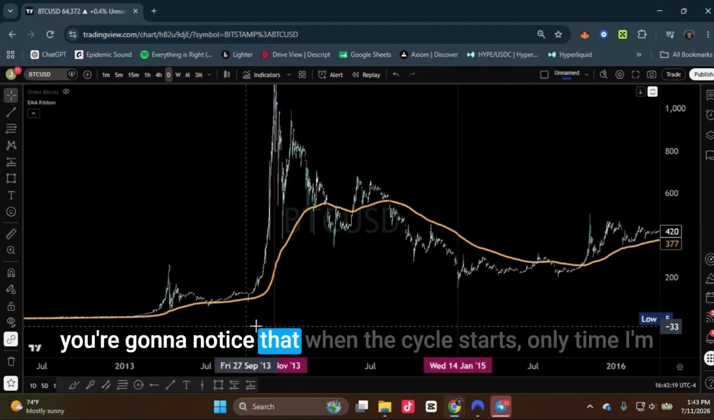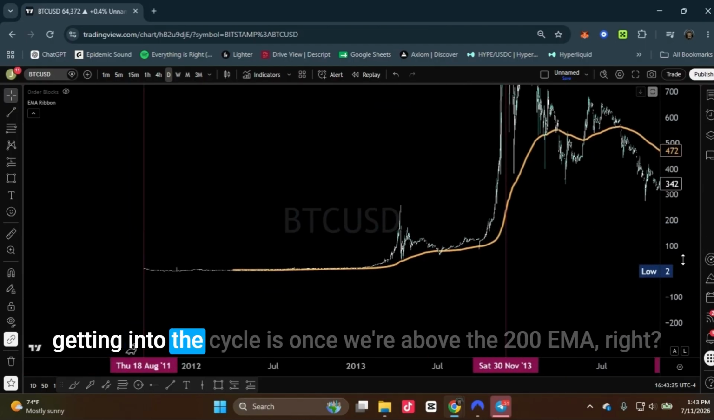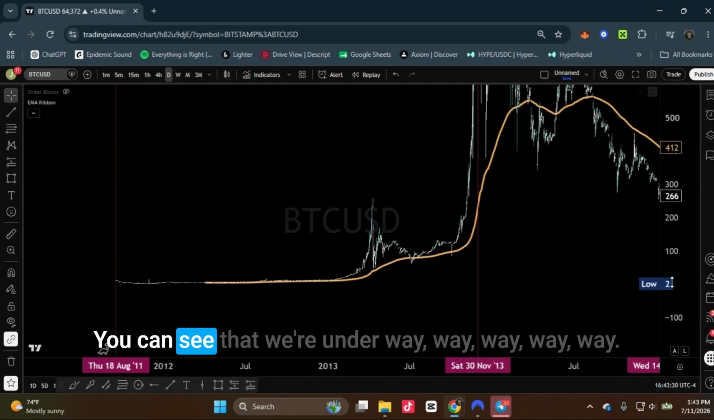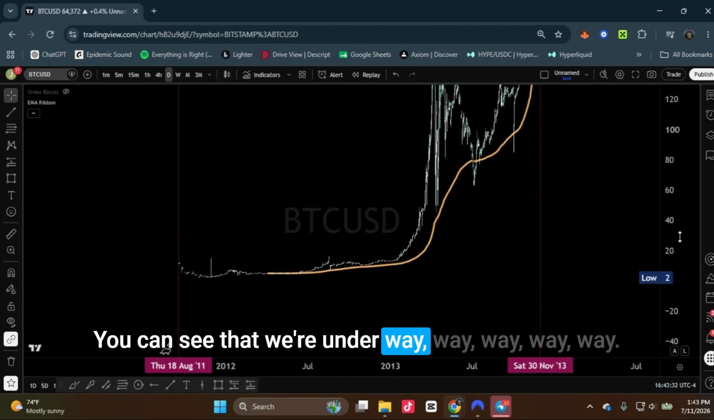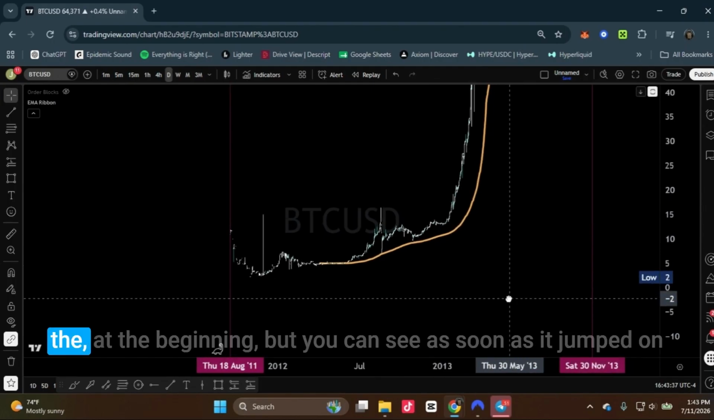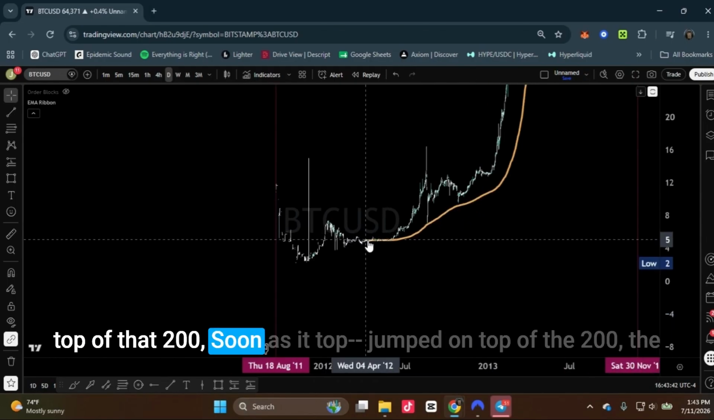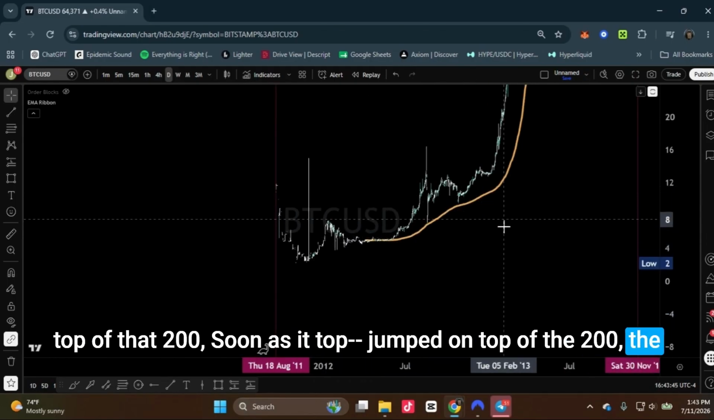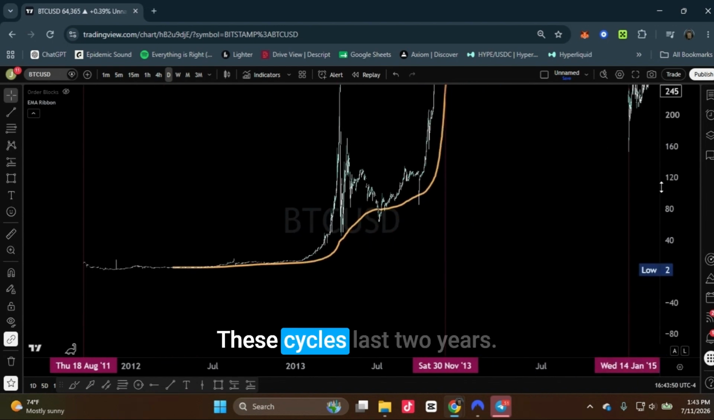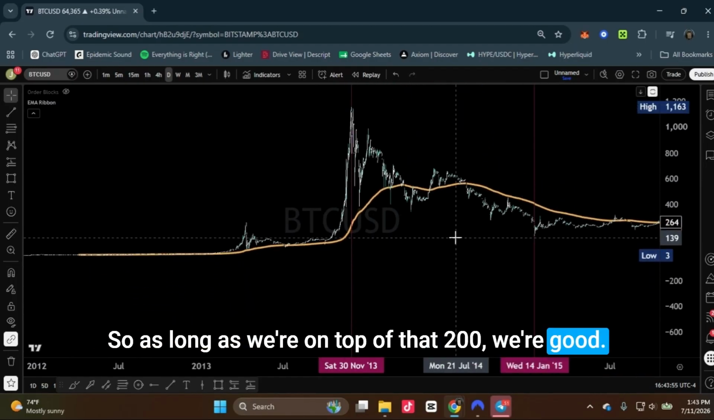Then just pick a 200 EMA or type it in the inputs. You're gonna notice that when the cycle starts, the only time I'm getting into the cycle is once we're above the 200 EMA, right? I mean, this is the beginning of Bitcoin, so it's tougher at the beginning, but as soon as it jumped on top of the 200, the cycle began. And it kept going for a couple years, right? These cycles last 2 years. So as long as we're on top of that 200, we're good, we're safe.